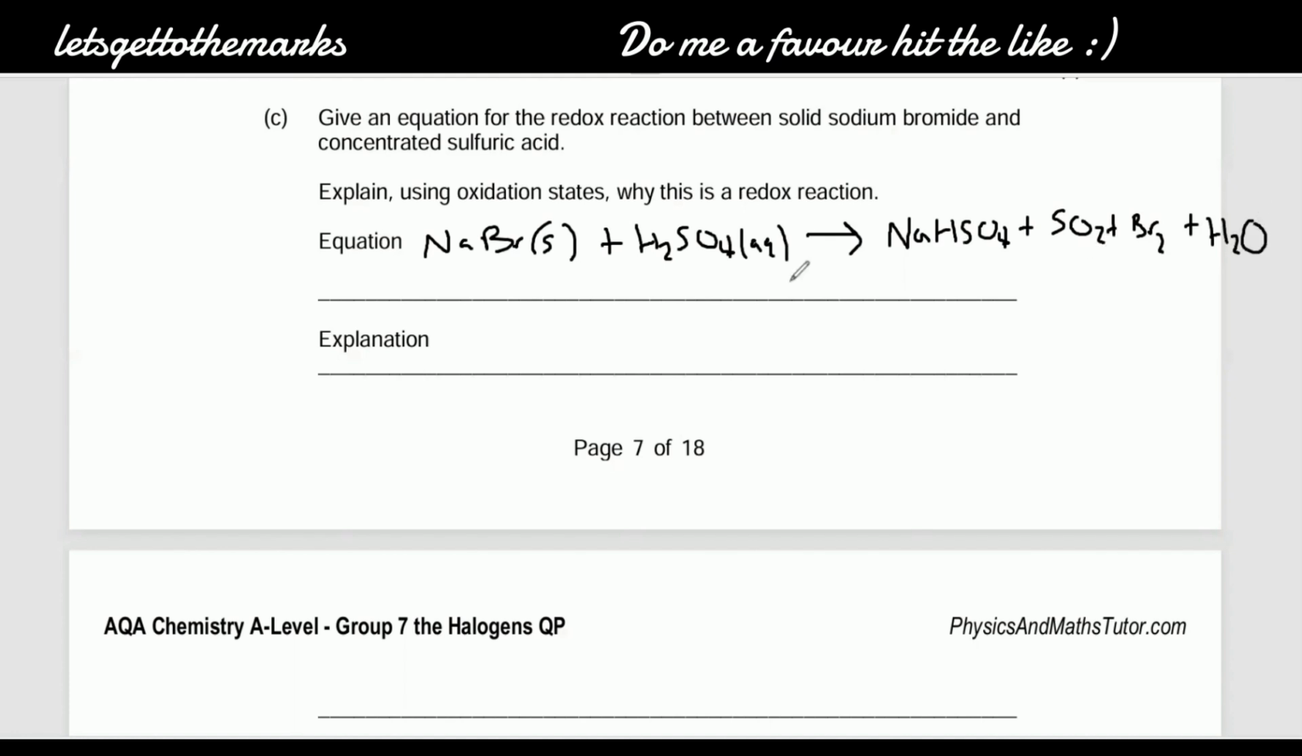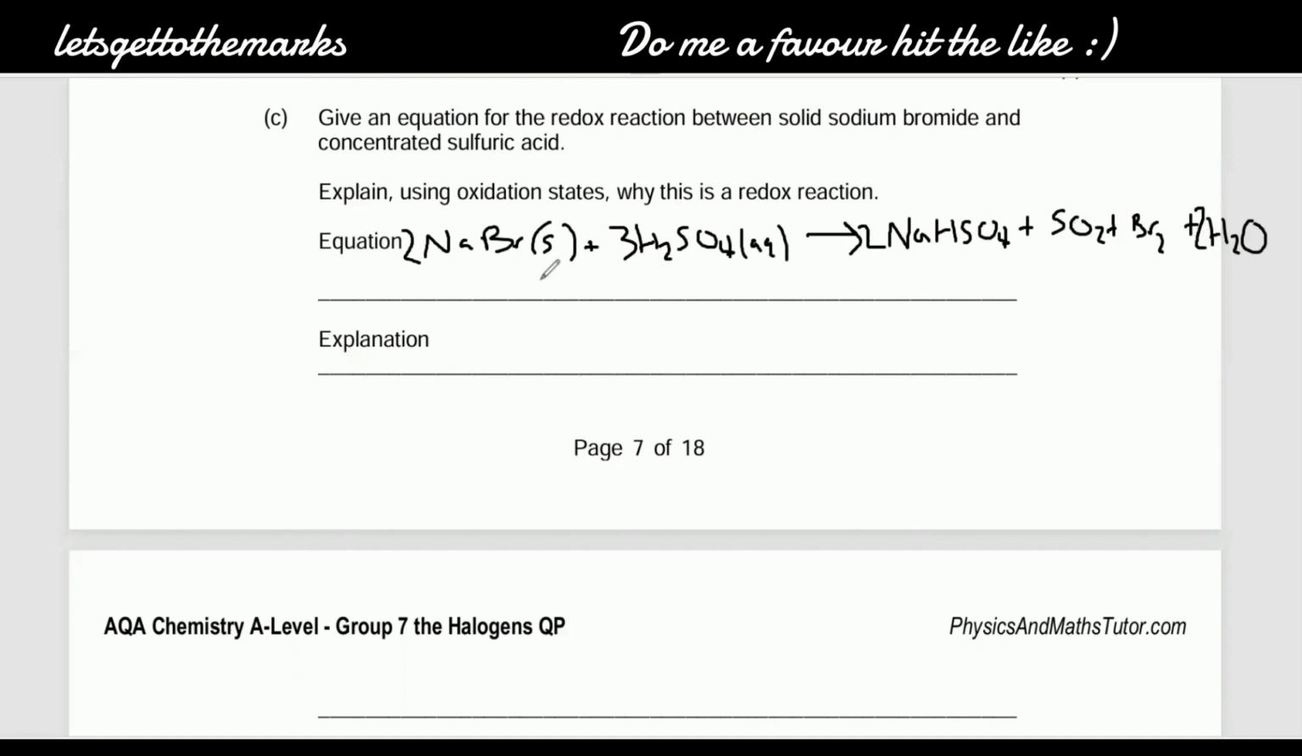You have to know these off by heart. So 2 of these, and that 3 doesn't look good, so let's get rid of that and put a plus in. And then what am I making? 2 sodium hydrogen sulfates, 1 sulfur dioxide, 1 bromine, and 2 waters.